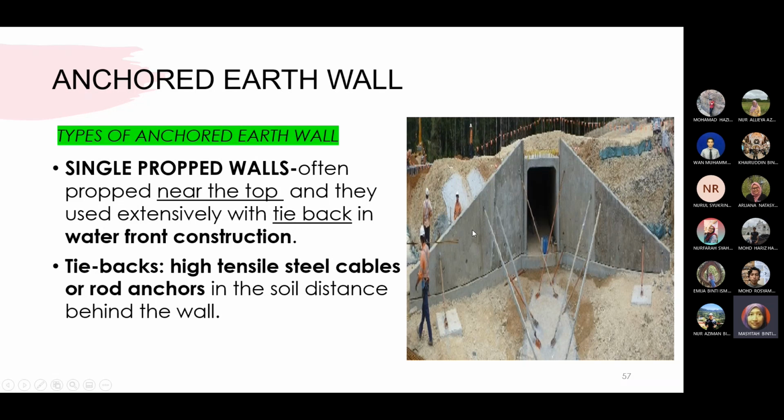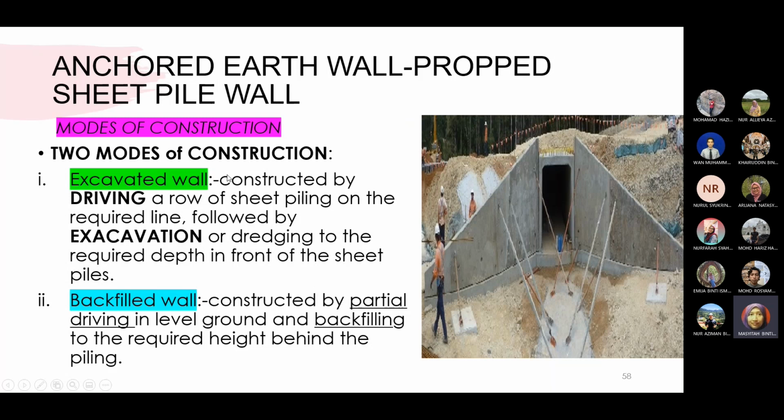You can imagine the applications there, the purpose of the retaining wall. The tiebacks are high tensile steel cables or rod anchors in the soil at a distance behind the wall. This we apply at the back of the retaining wall. So there are two modes of construction. You can have an excavated wall or a backfilled wall.